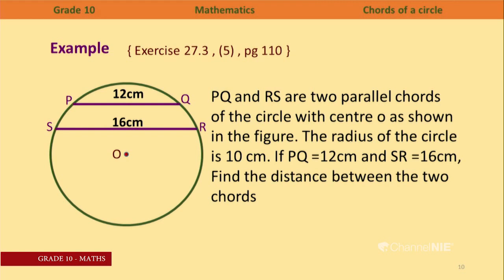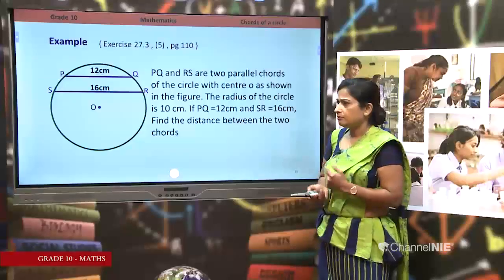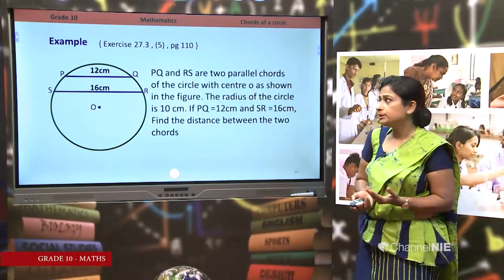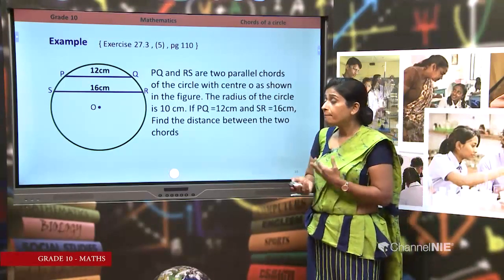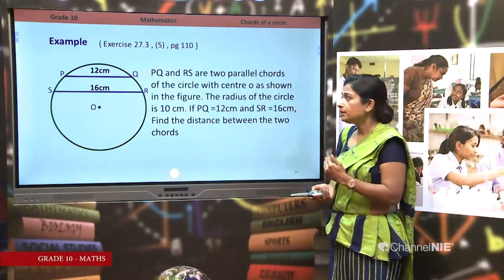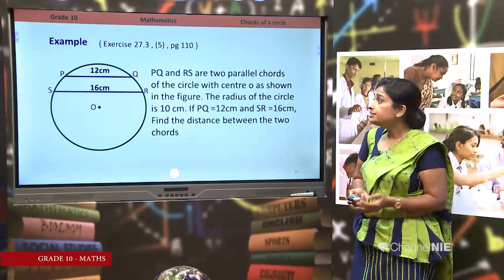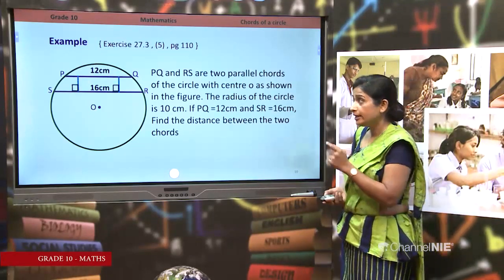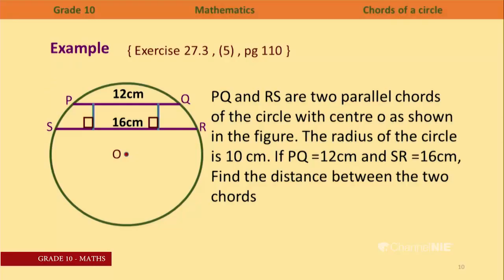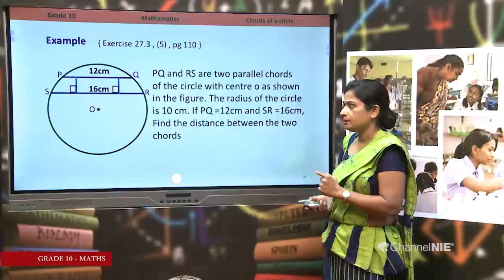Find the distance between two chords. Actually, these two chords are parallel. So distance means you have to consider the perpendicular distance. So, like this, you have to consider that perpendicular distance. That is the thing they asked to find, the distance between chords PQ and RS. Then we try to find that distance.